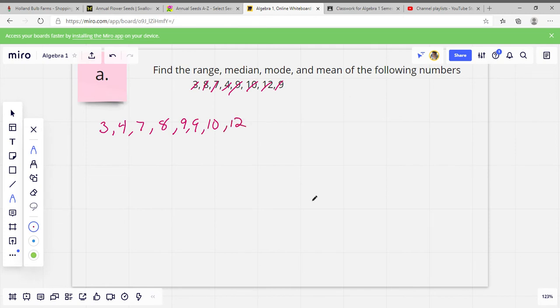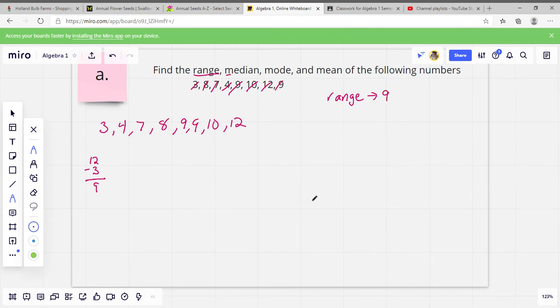Okay, so I need to find my range first. Range is going to be the greatest number, subtract the least number. So 12 minus 3. It's the difference between the greatest and the least, and that would be 9. So my range is 9.